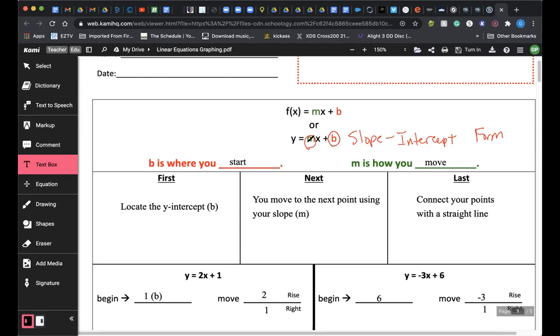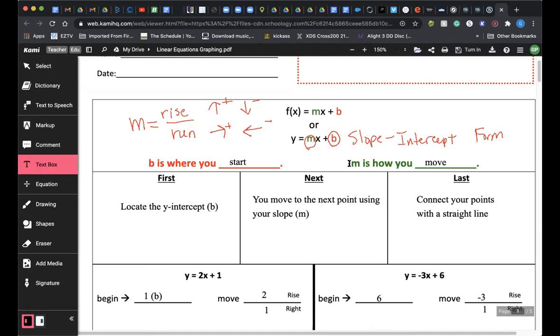And then your slope tells you how to move. How does your slope tell you how to move? Well, your slope, which is indicated by this letter m, is the rise over the run. So your rise tells you how you go up or down. You go up if it's positive, down if it's negative, and then you go to the left or the right for your run. So you go to the right if it's positive and to the left if it's negative. All right, so these are the things that we have to keep in mind as we go through and practice this idea.